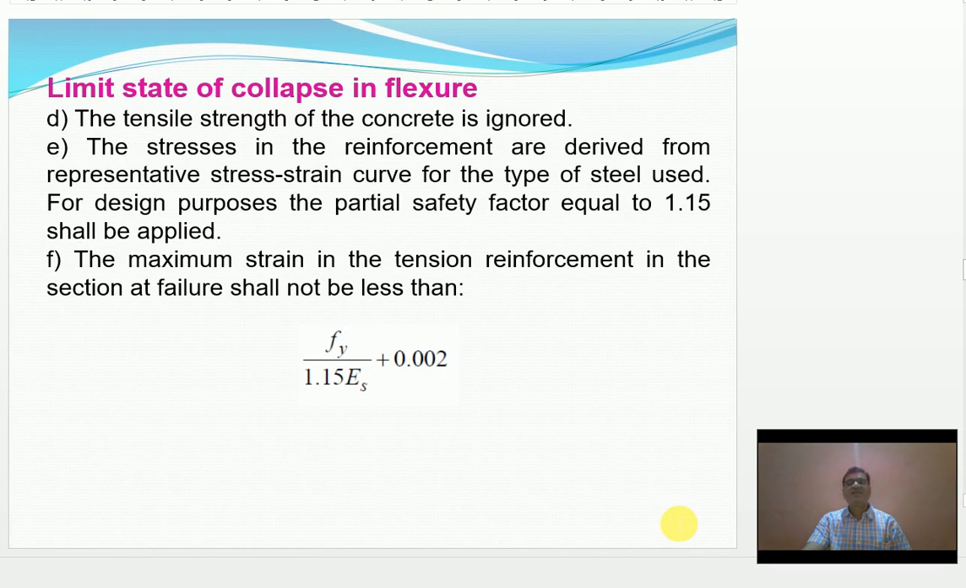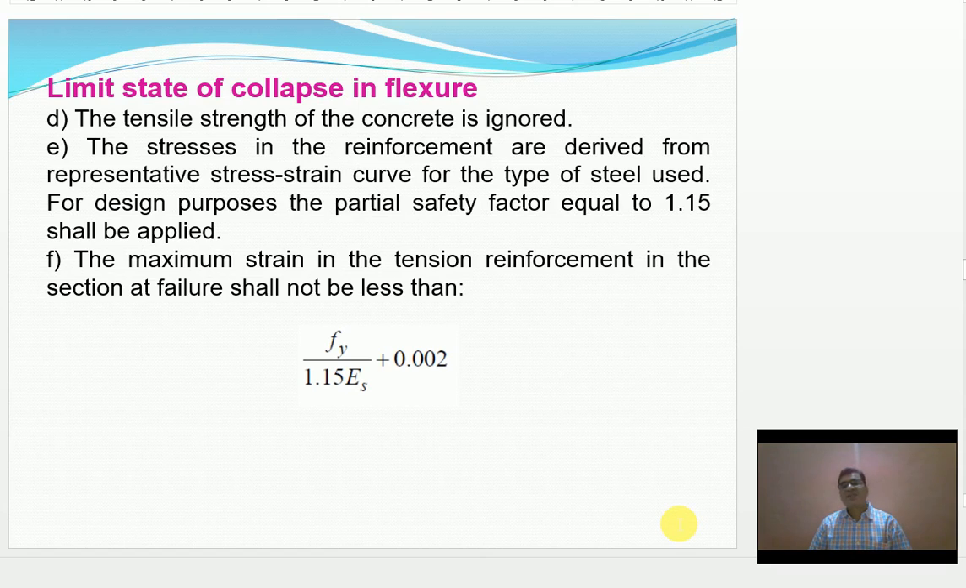Next assumption is the tensile strength of concrete is ignored, though in IS code it is given that tensile strength of concrete can be considered as 0.7 under root of FCK, okay, but normally it is ignored while designing. Well, then the stresses in the reinforcement are derived from the representative stress strain curve. Already we saw the stress strain curves, okay. For the design purpose, the partial safety factor equal to 1.15 is to be used, okay, and that's how we get 0.87 Fy as the value of the design stress, okay.